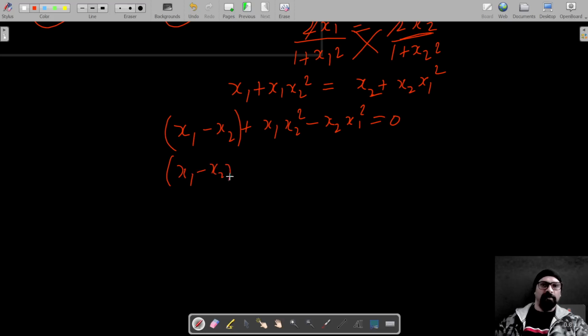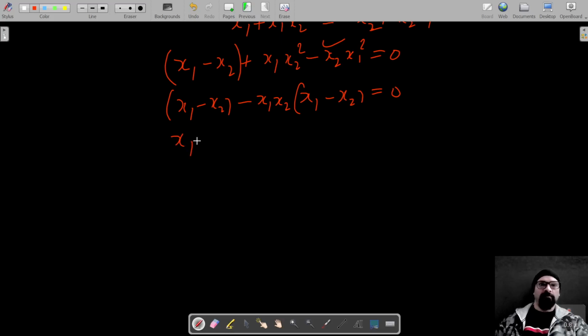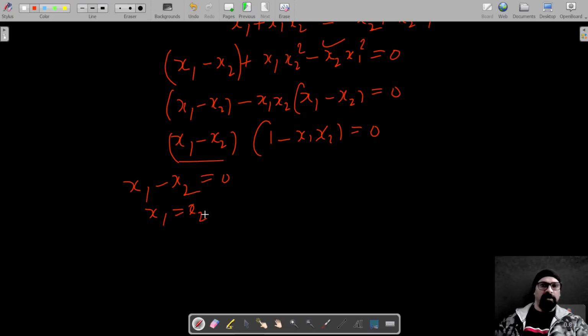So let's take negative x1 x2 out, so this becomes positive, which gives me x1 minus x2 is equal to 0. So x1 minus x2 is common. We are now left with 1 minus x1 into x2 is equal to 0. So either x1 minus x2 is equal to 0, which shows that x1 is equal to x2. So in this case, it's 1, 1, but it should also satisfy this. So this gives me that x1 into x2 is equal to 1.